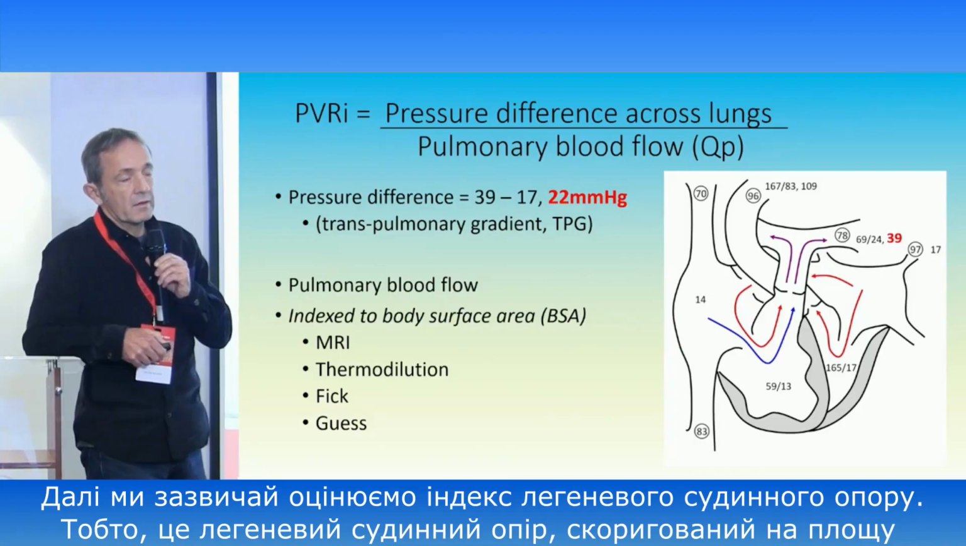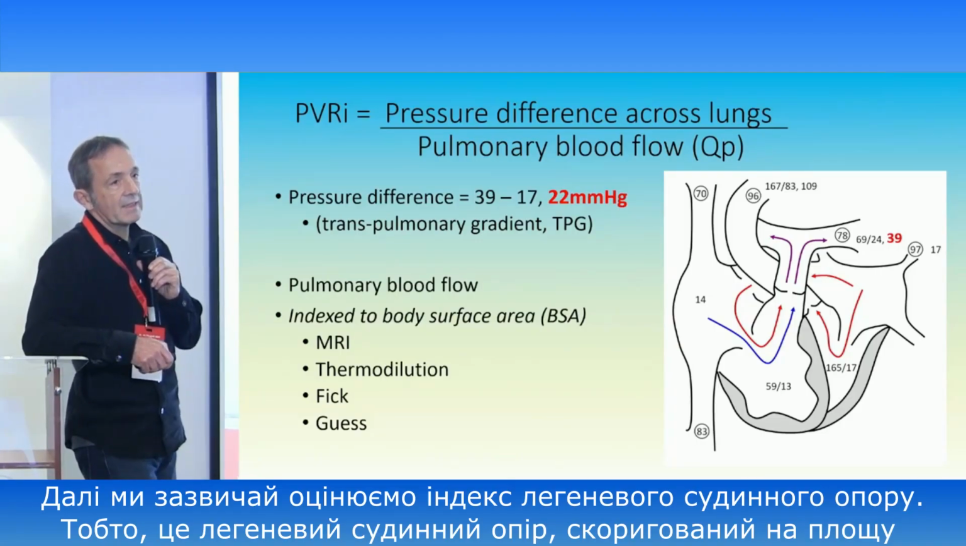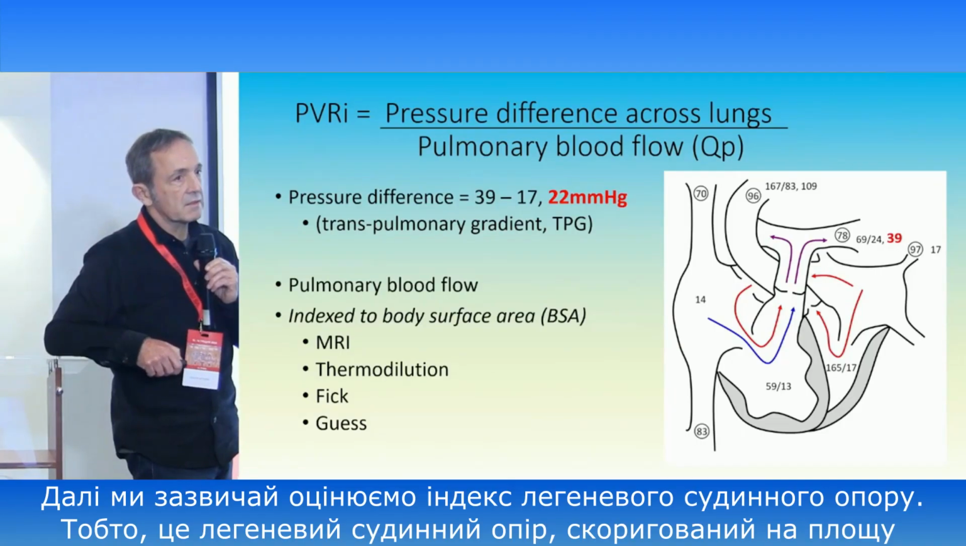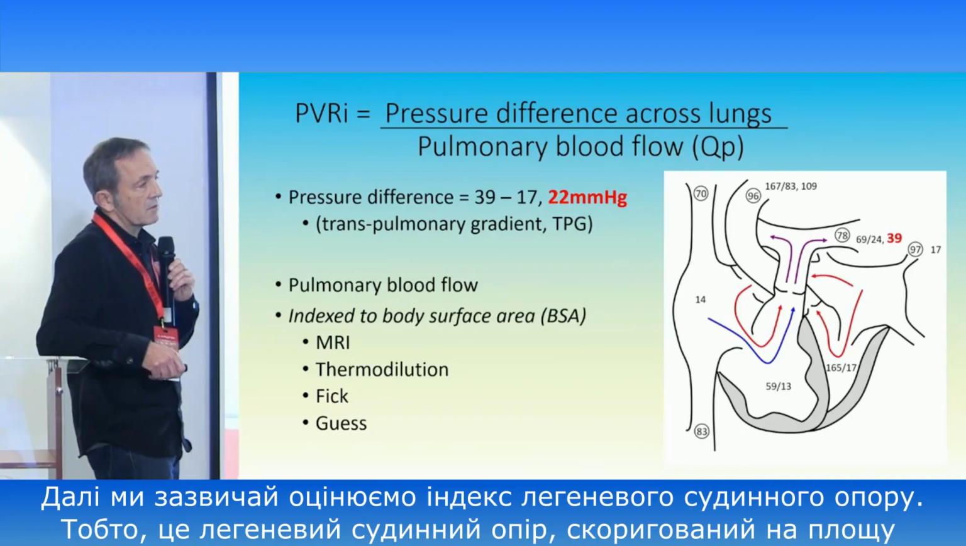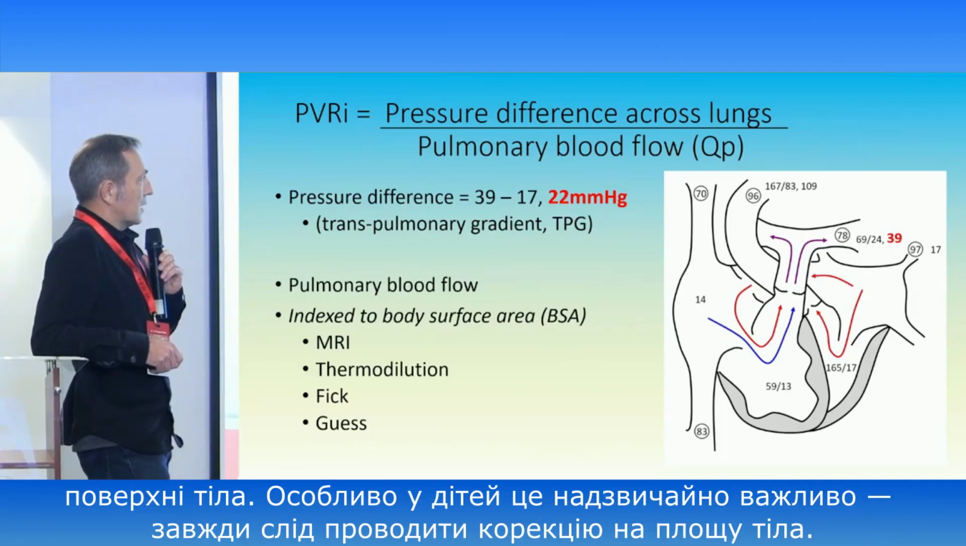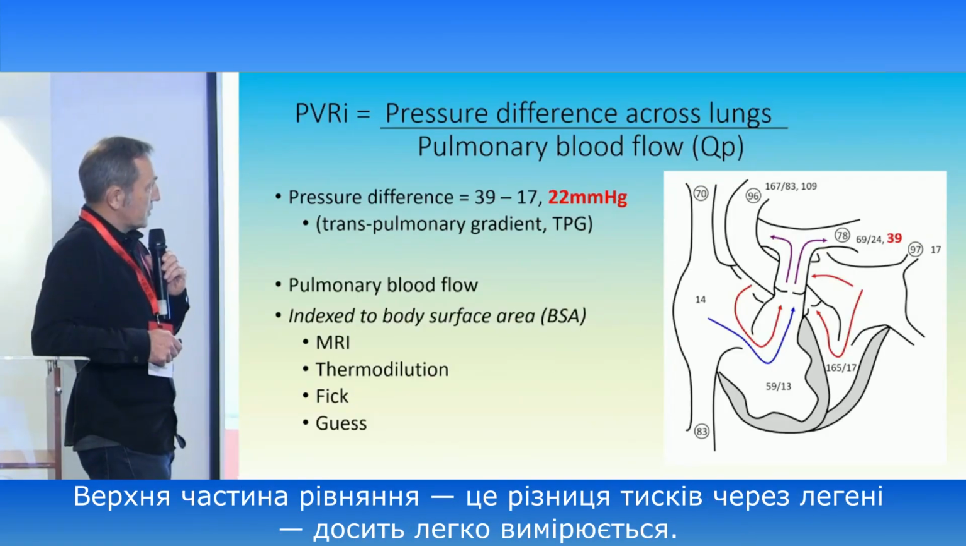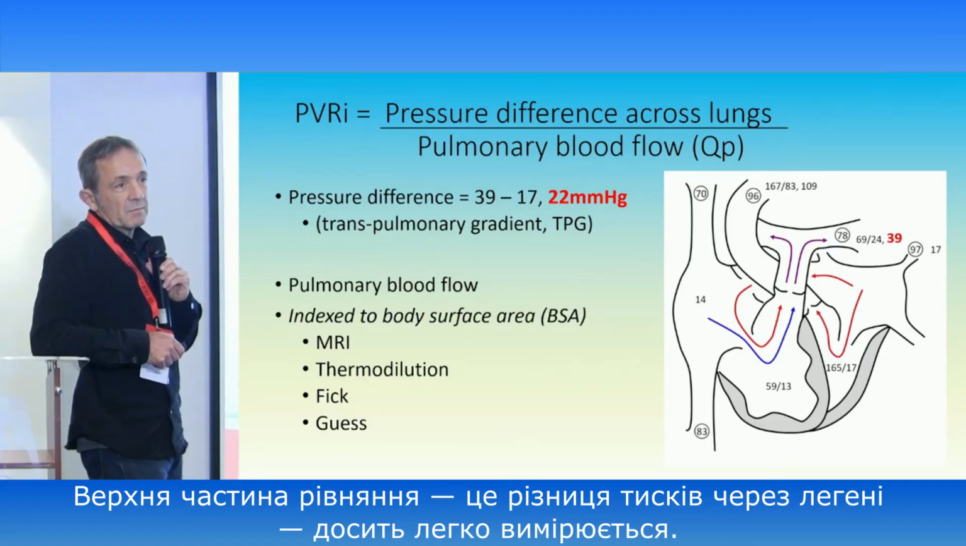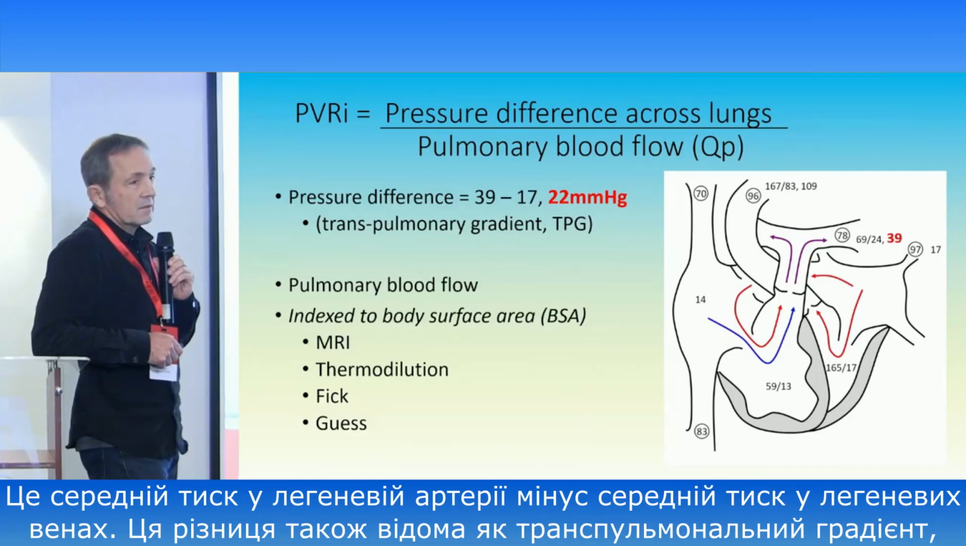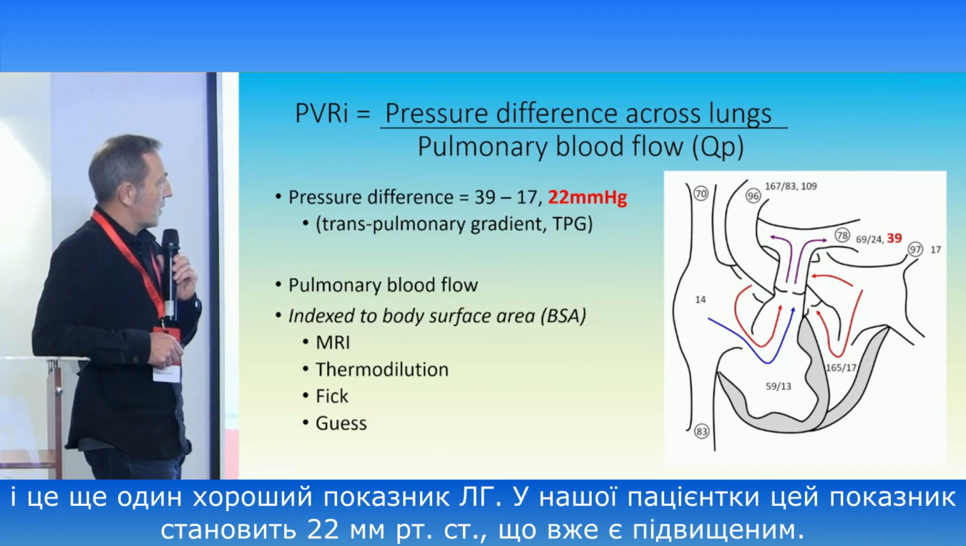We then would normally look at the pulmonary vascular resistance indexed. So this is the pulmonary vascular resistance for body surface area, and certainly in children it's extremely important you do that and correct it for body surface area. And the top bit of the equation, the pressure difference across the lungs, is very easy to measure. It's the mean pressure in the pulmonary artery less the mean pressure in the pulmonary veins. And that's also the transpulmonary gradient, which is another good measure of pulmonary hypertension. And hers is 22 millimeters of mercury, which is high.